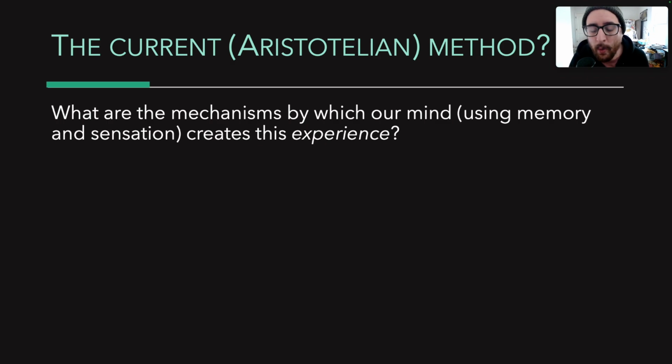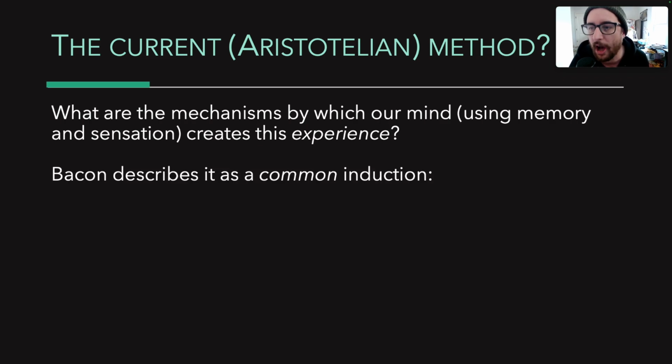But what are the mechanisms by which our mind, using memory and sensation, creates this experience, whereby our mind automatically categorizes you as a human being? Bacon describes it as a common induction. Nowadays, we would call this enumerative induction, where we enumerate or number various examples of things and then come to a general conclusion about that category or class of things.